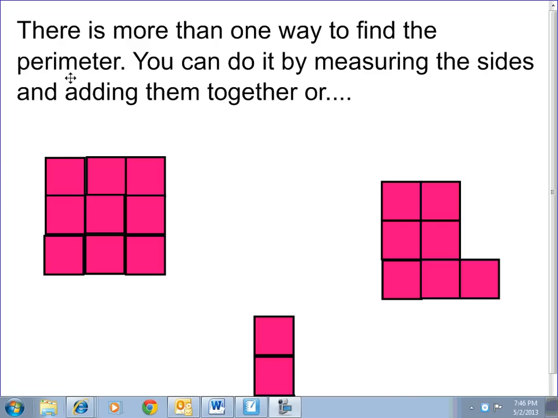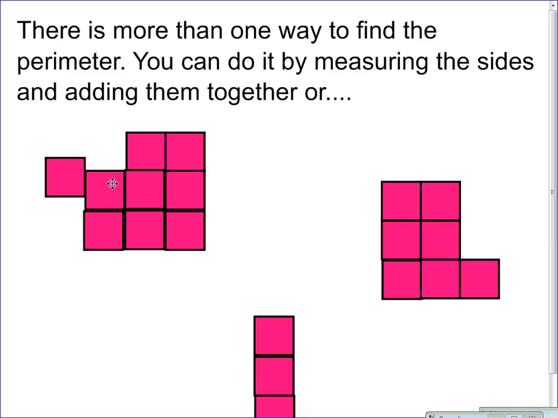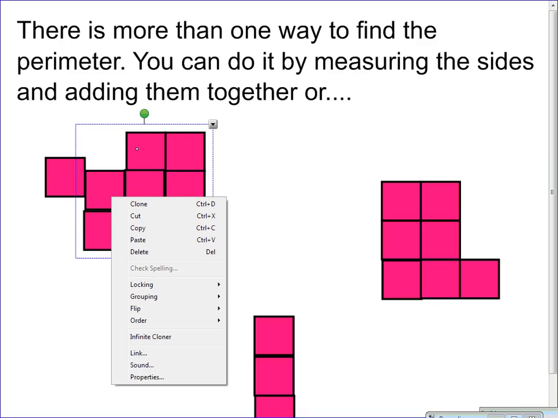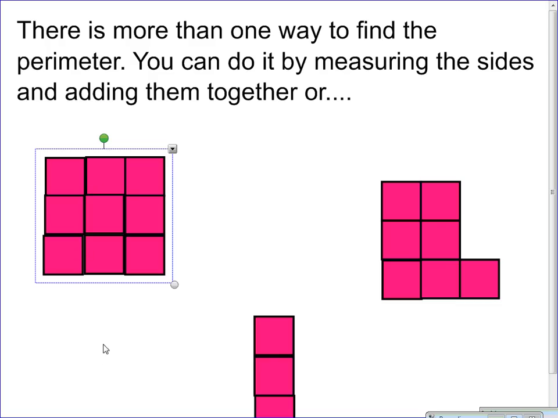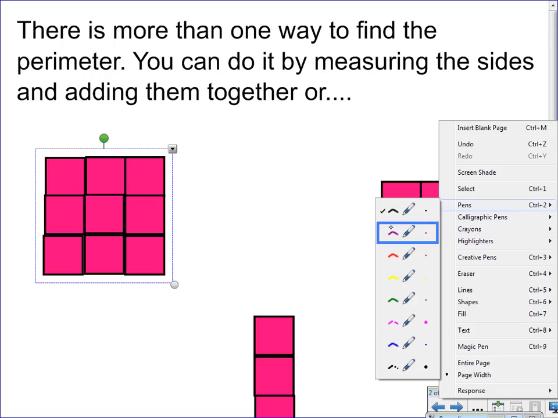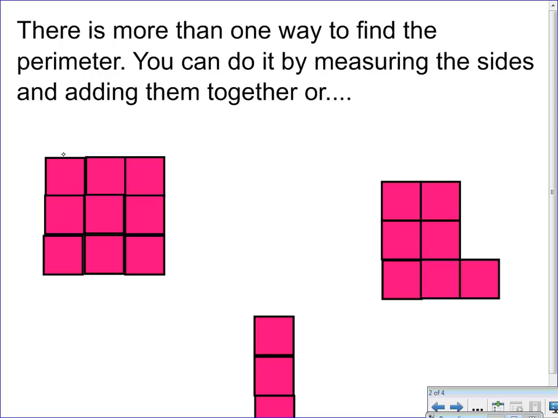So let's start with this shape. Okay, on this square, we see that if we start at this corner and we take a trip all the way around the shape, we can count the line segments to find the perimeter of this shape. So let's start here.